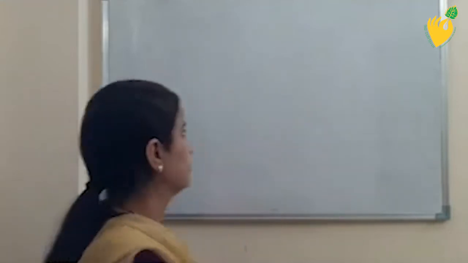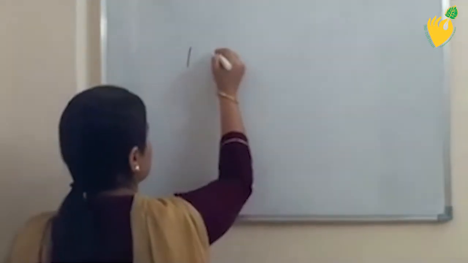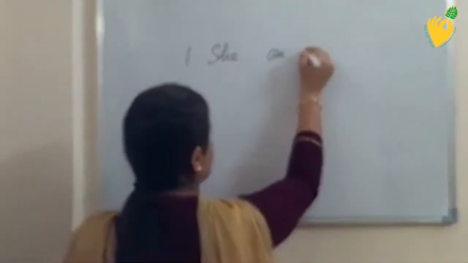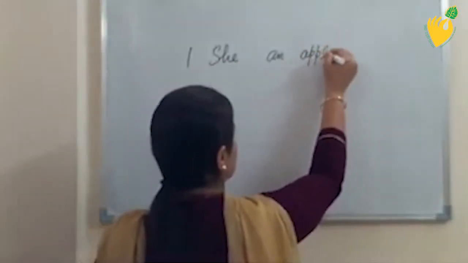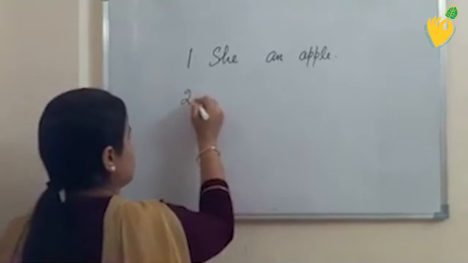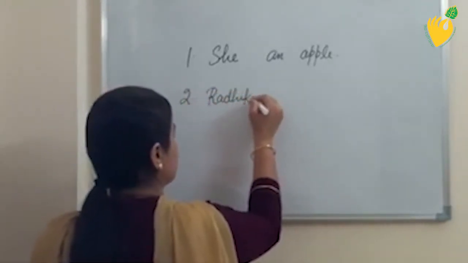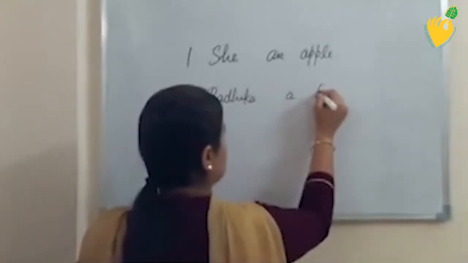Hello students, today I am going to start a new chapter of English language, but before starting the chapter, let's discuss some sentences. The first sentence is: She an apple. Second sentence: Radhika a book.